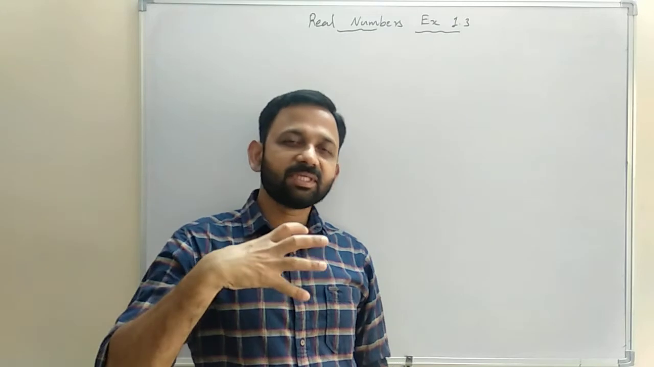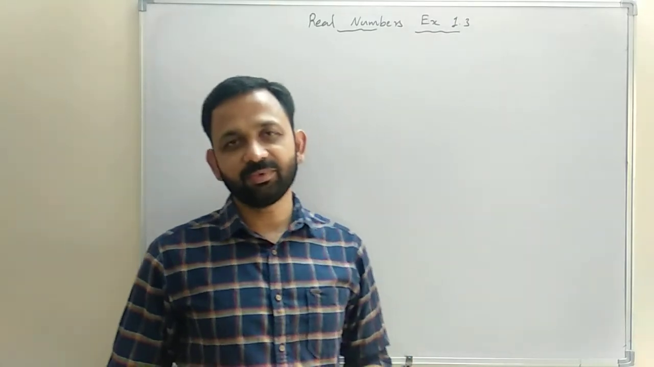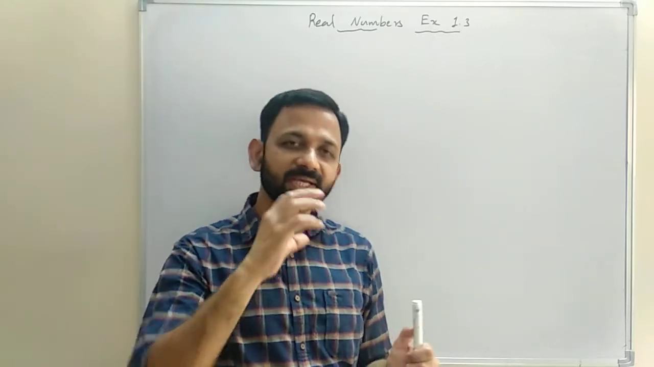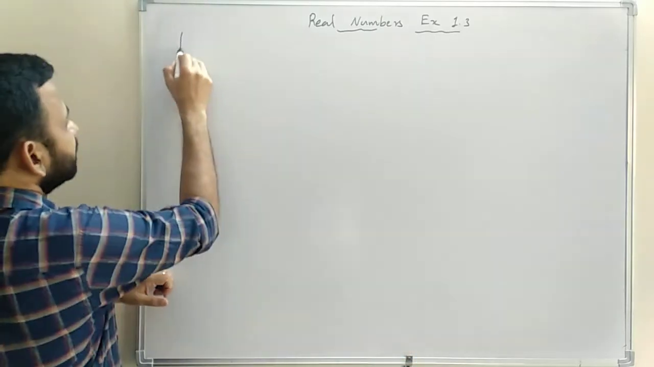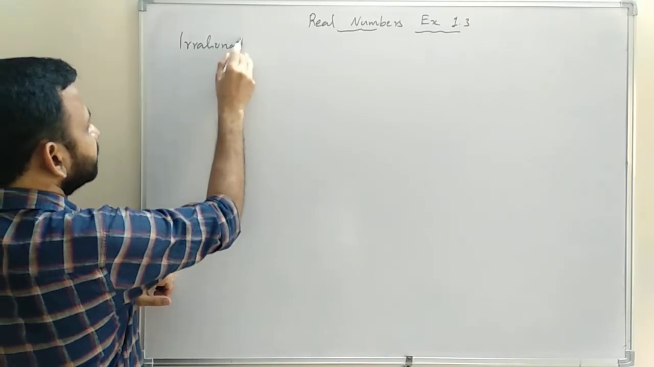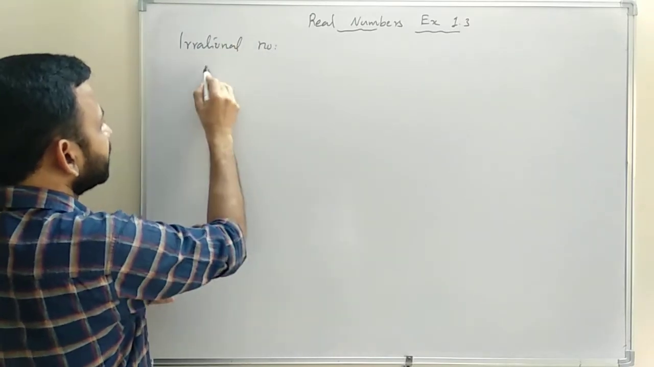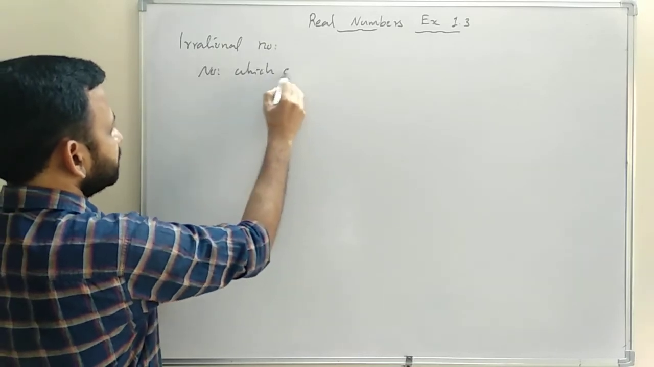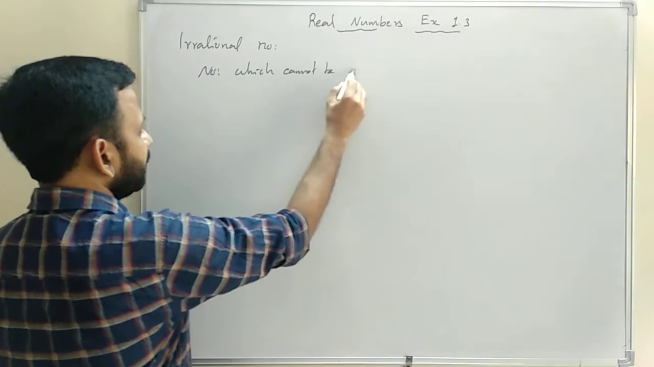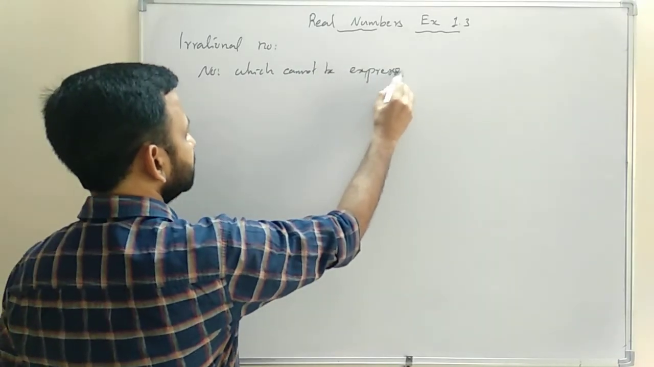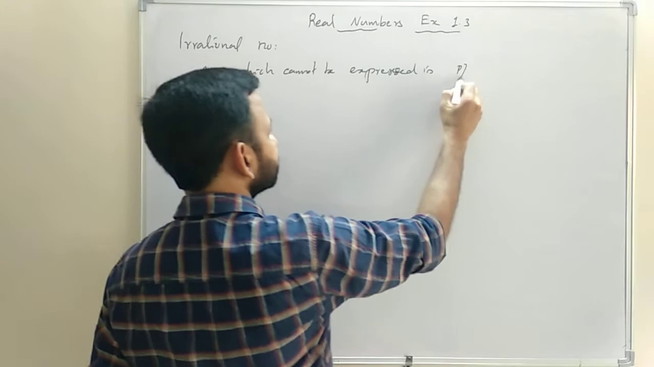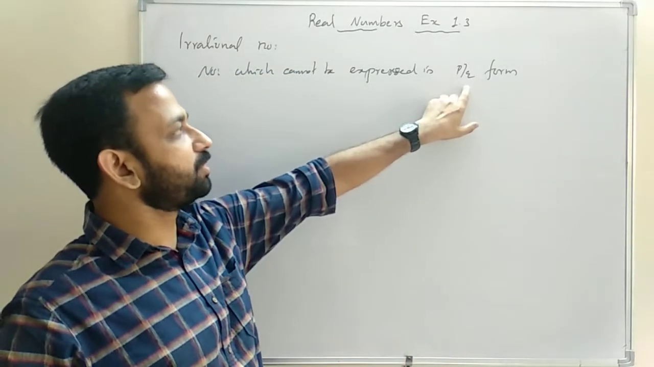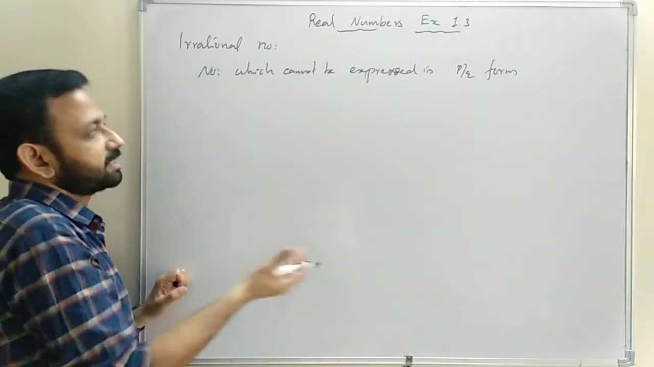The number which cannot be expressed in p by q form, where p and q are integers and q not equal to 0, they are called irrational numbers. Irrational number: a number which cannot be expressed in p by q form, where p and q are integers and q not equal to 0. They are called irrational numbers.